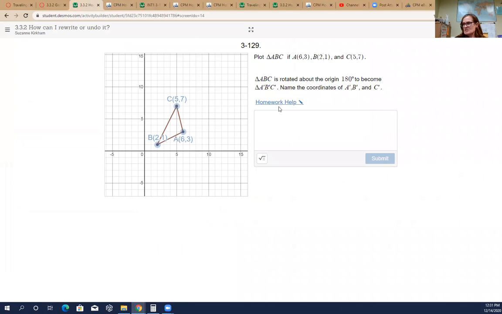So we go back to our Desmos activity, and we say A prime is (-6, -3). Then B prime is (-2, -1). Then C prime is (-5, -7). Okay. All right. Let me know when you guys are ready to go on to the next page.